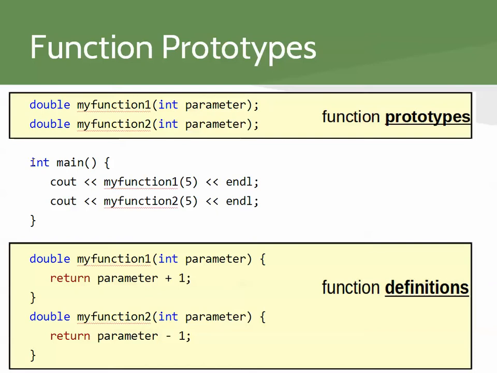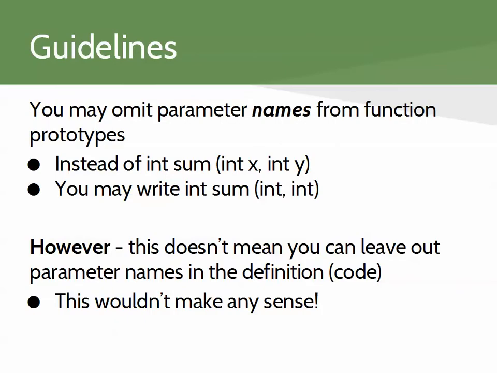What's really critical that you remember is the difference between a function prototype or function declaration and an actual definition. When someone says function definition, they mean the full-fledged function, the whole thing. When they say function prototype, it's really just the signature. So guidelines, like I've said, you can omit parameter names. So instead of int sum, int x, int y, we can just write the types.